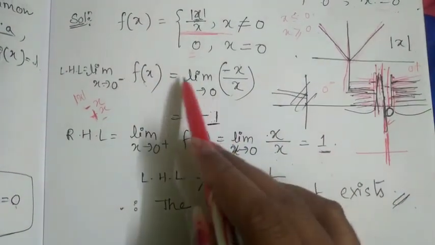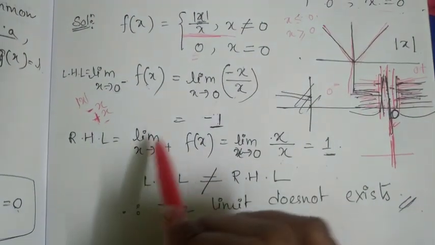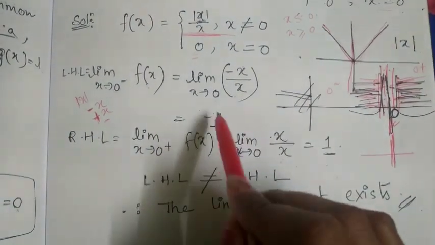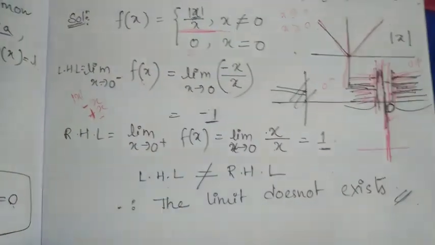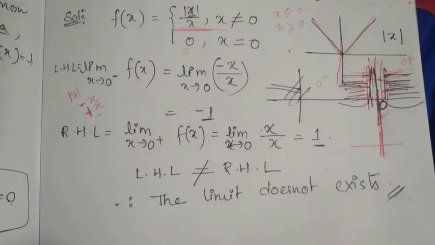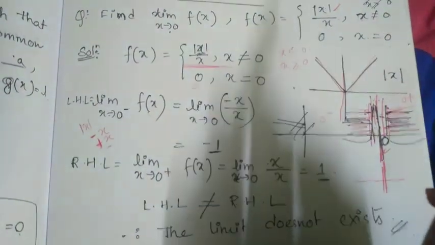Now from here we can see what? That the LHL and RHL limits are not equal. I mean minus 1 is obviously not equal to plus 1. So finally what can we comment? We can comment that the limit for this function does not exist.